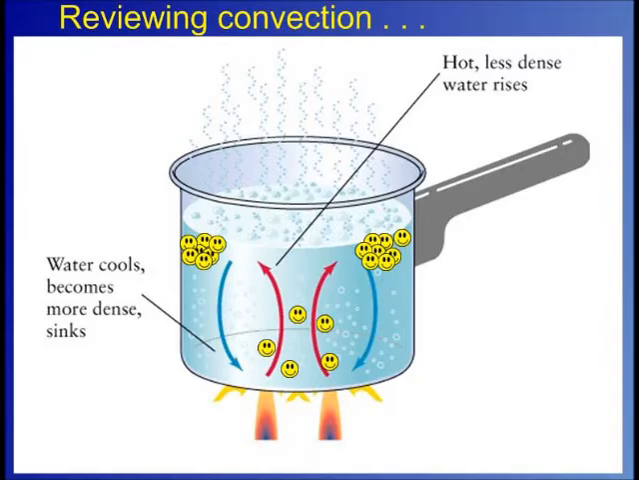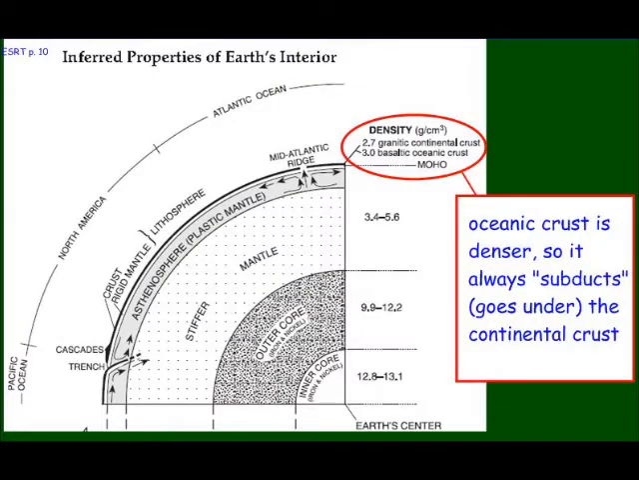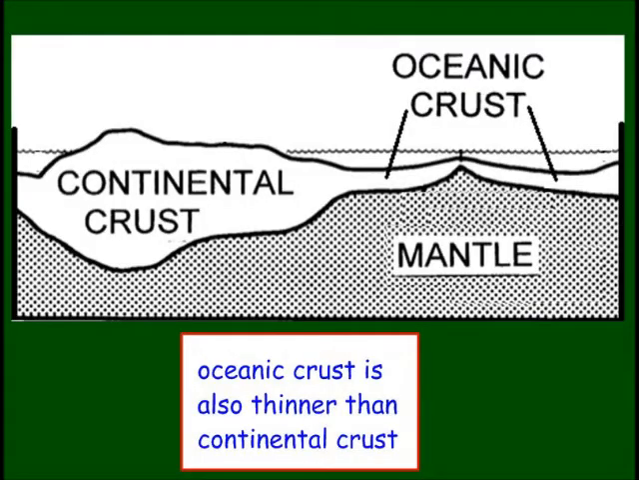creates this circular motion. Notice also on page 10 that oceanic crust is denser, and so it always subducts underneath the continental crust. You can also notice in this diagram that oceanic crust is also thinner than continental crust.